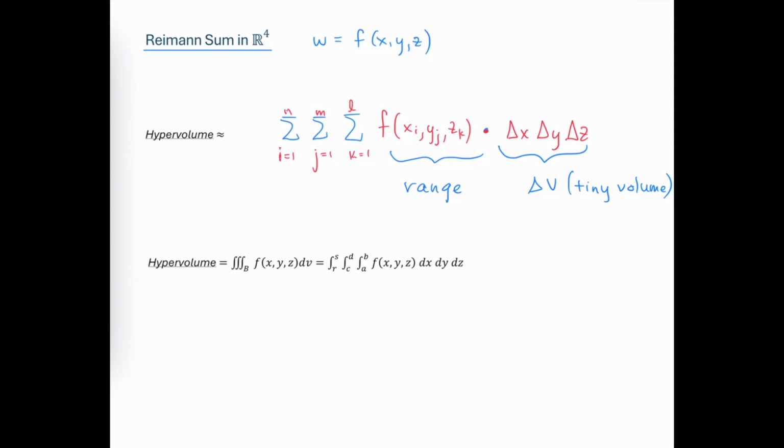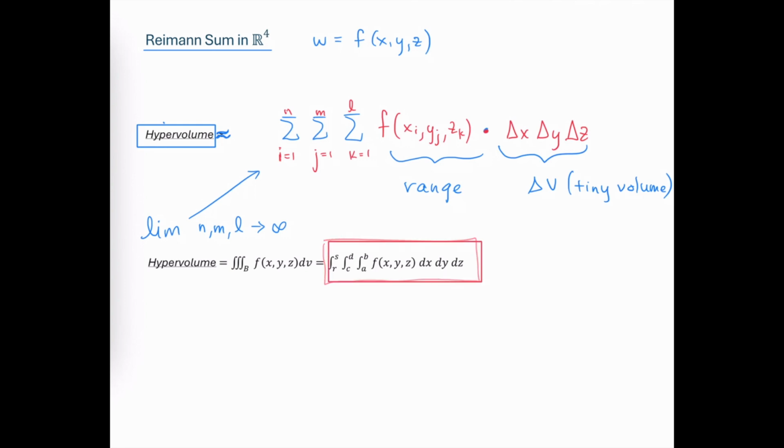And what this triple sum is going to give us is something that we call a hypervolume. And adding up all these tiny hypervolumes gives us an approximation for the total hypervolume over the entire 4D function. We can get the exact hypervolume by taking the limit of this as n, m, and l all go to infinity. And once we take that limit, we see that we're going to end up with a triple integral where we're integrating with respect to x, with respect to y, and with respect to z.